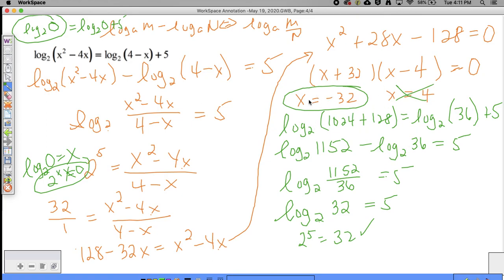So don't be thrown off that just because you come up with a negative answer, that's going to be the one that's not the solution, because you notice that this is a perfect example where the negative value worked out beautifully, but the positive value did not. So here's some instances where we actually use the laws of logs to condense and do what we need to do algebraically to find solutions to these particular problems.